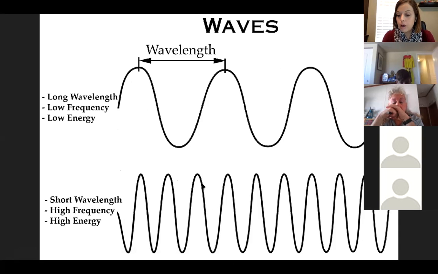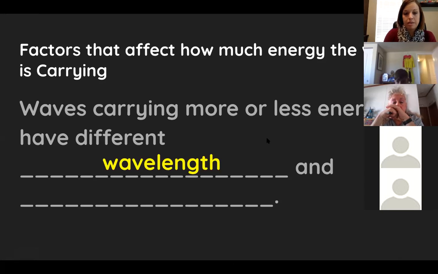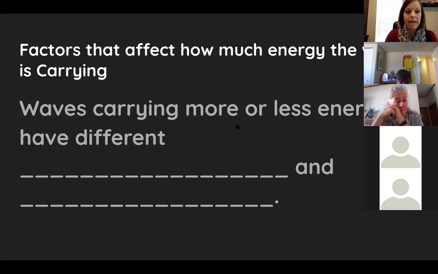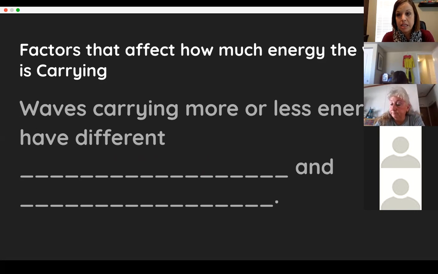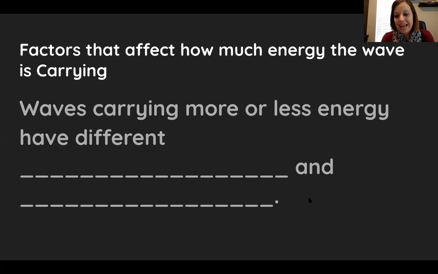Good. So like I said, this is something that we can actually calculate, okay? There are two factors that affect how much energy the wave is carrying. So waves carrying more or less energy have different blank and blank. So what was different between those two waves? One of them started with a W and the other one started with an F. What did I say was different between them? Frequency. Yep, good job. Definitely frequency and good job. Wavelength. Yep, thank you, AJ.